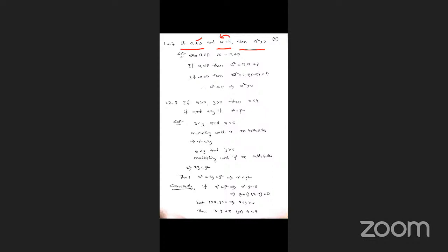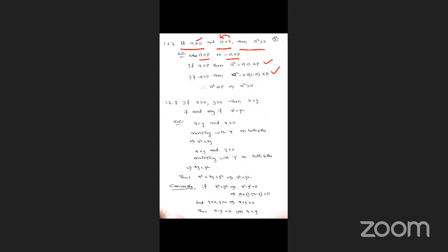Solution. Here, first of all, either A belongs to P, a strictly positive number, or minus A belongs to P. A belongs to P means A is a strictly positive number. Minus A belongs to P means A is a strictly negative real number. And the second step: suppose A belongs to P, meaning A is a strictly positive number. Then A square is equal to how much? A into A. It is a strictly positive number into a strictly positive number. It will give a strictly positive number, which means it belongs to P. This is the first case.